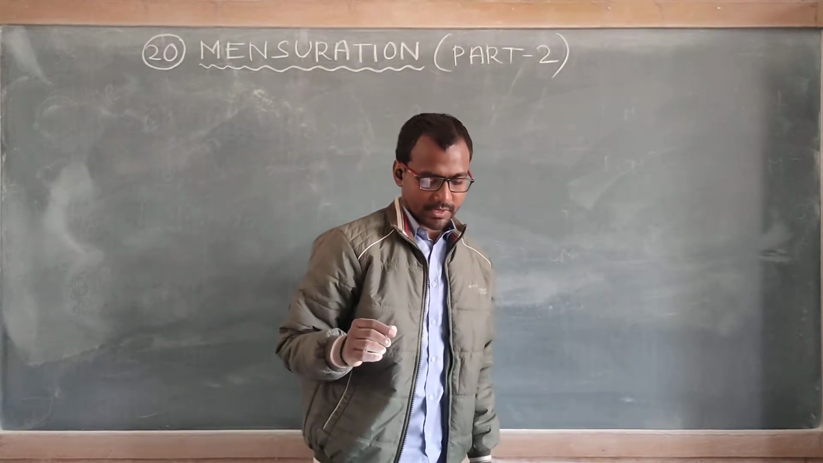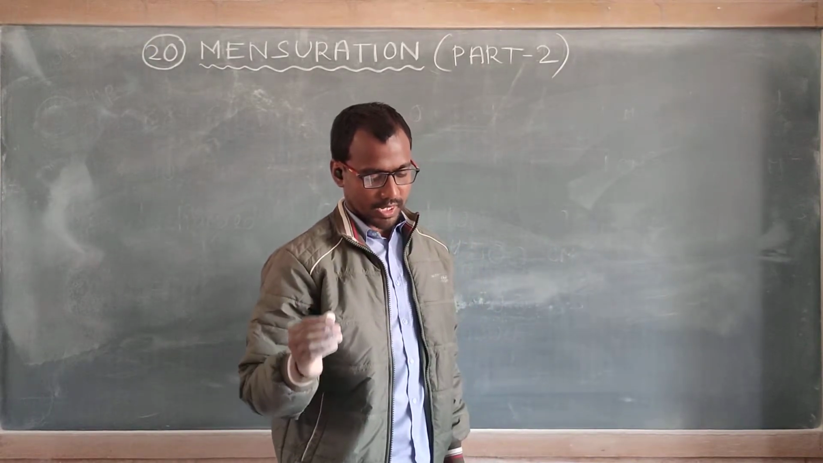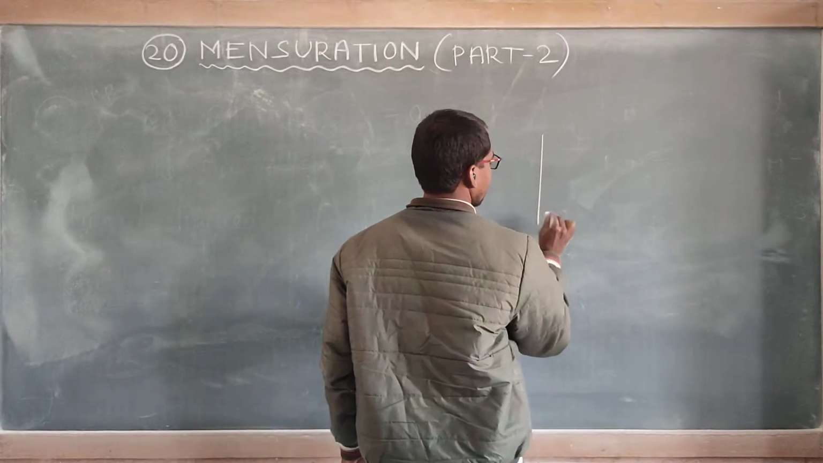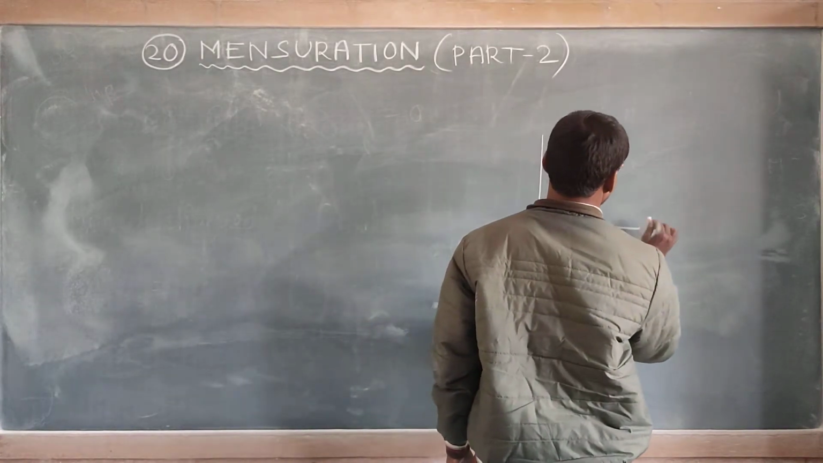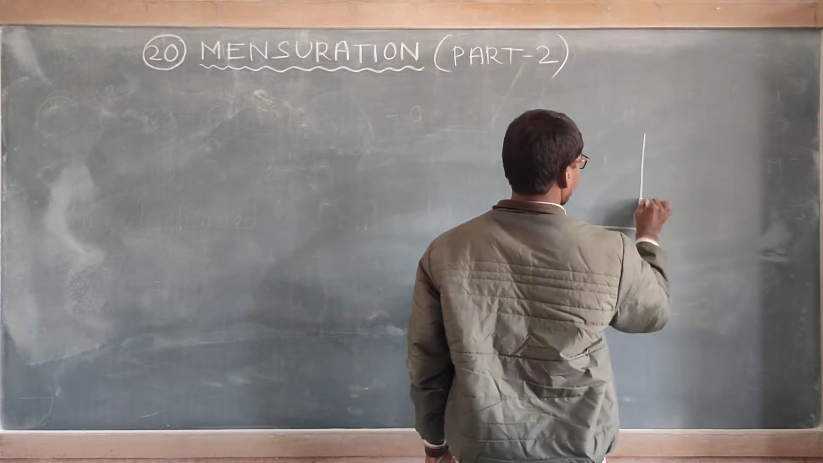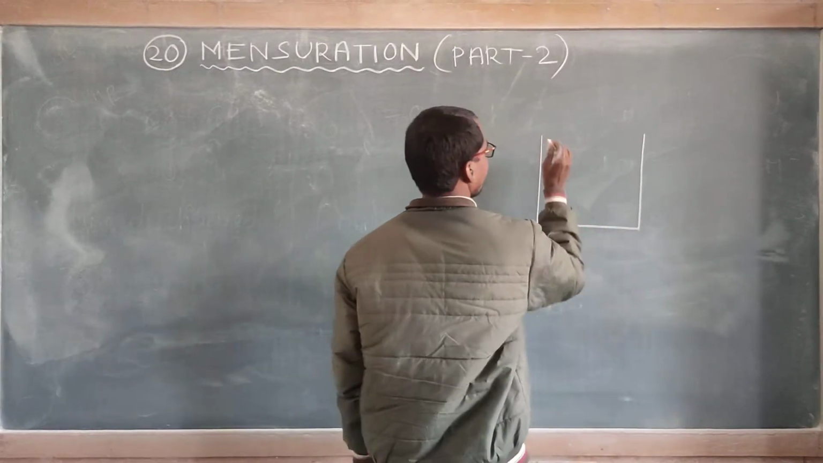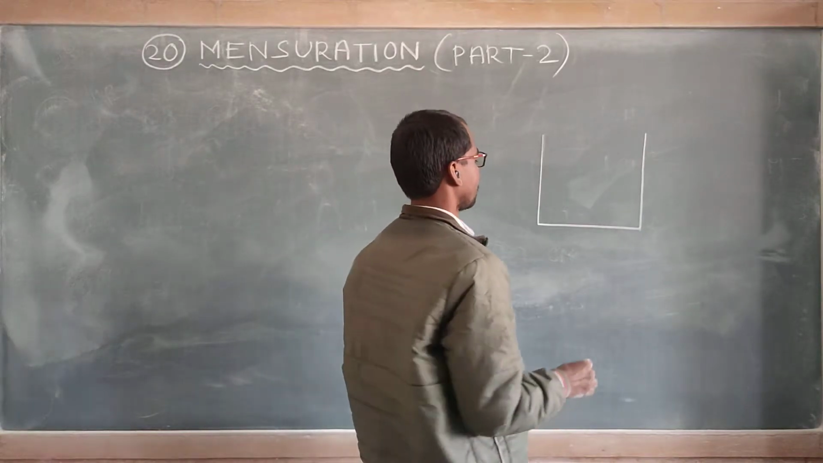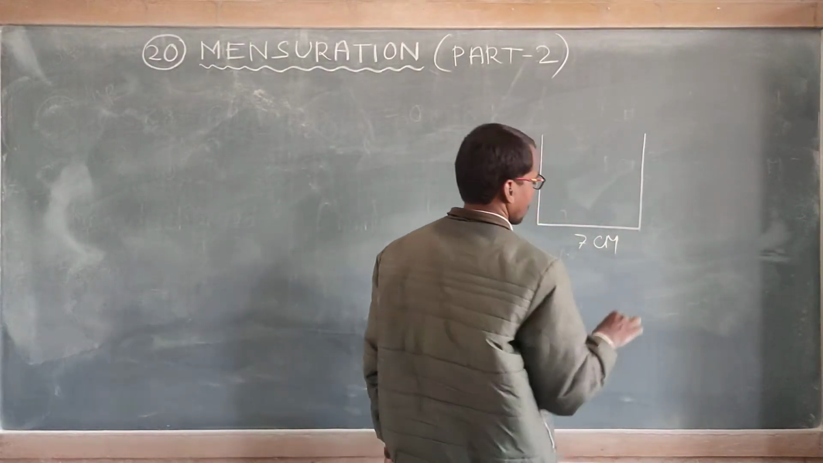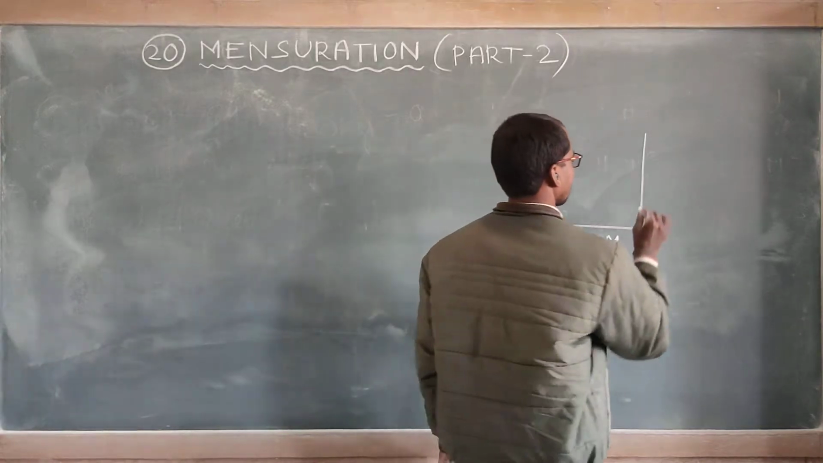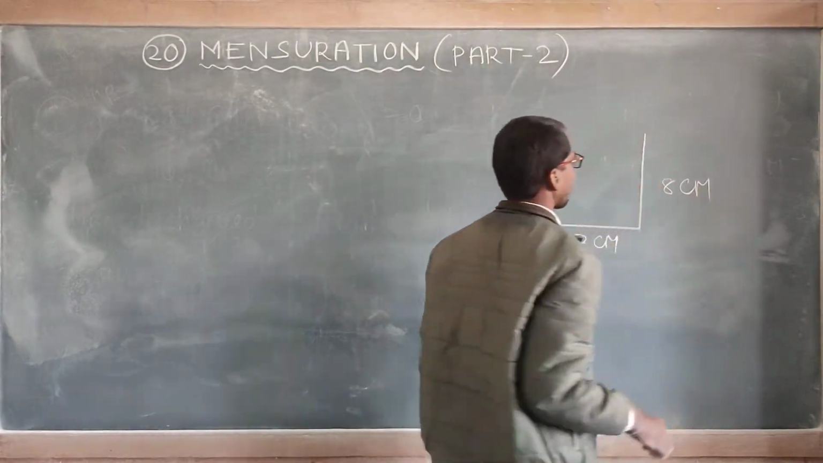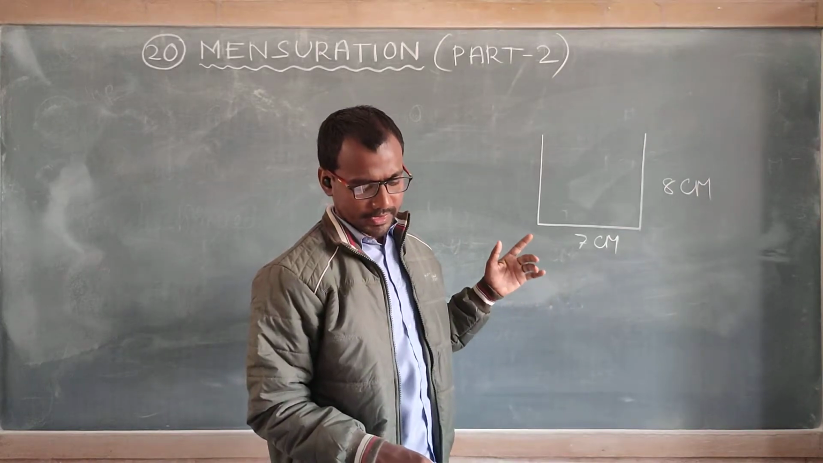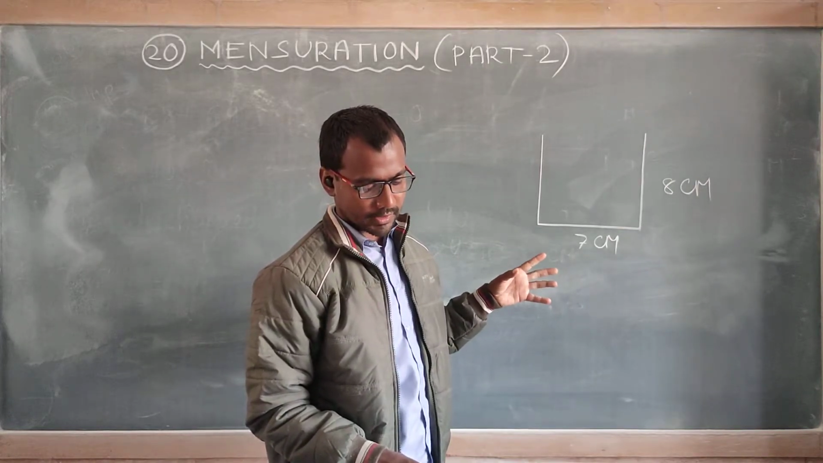Open cylindrical vessel of internal diameter 7 cm and height 8 cm stands on a horizontal table. Suppose this is a cylindrical vessel. Its diameter is 7 cm. Height is 8 cm. Stands horizontally on a table. Inside this is placed a solid metallic right circular cone.